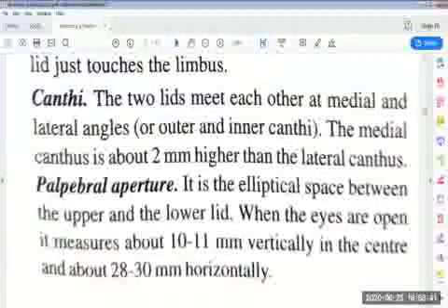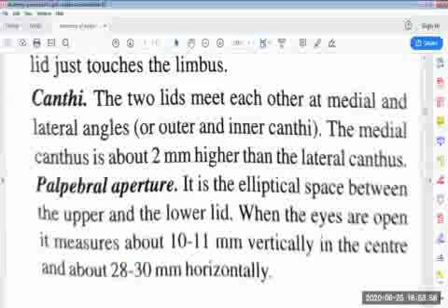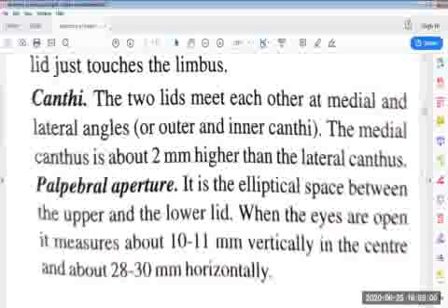Then what is the palpebral aperture? It is the elliptical space between the upper and the lower lid. When the eyes are open, it measures about 10 to 11 mm vertically in the center and about 28 to 30 mm horizontally.